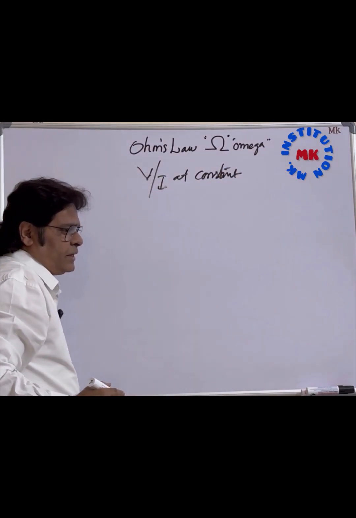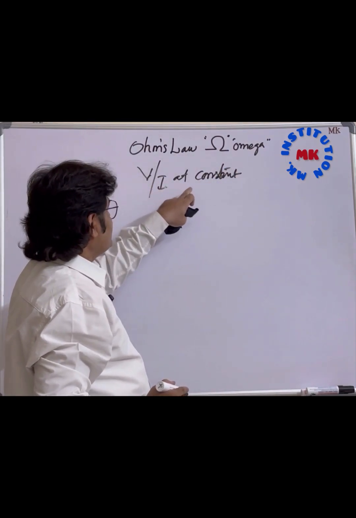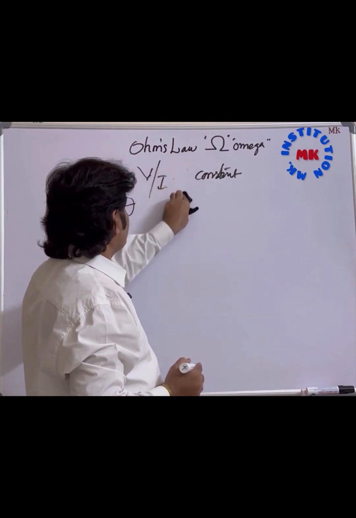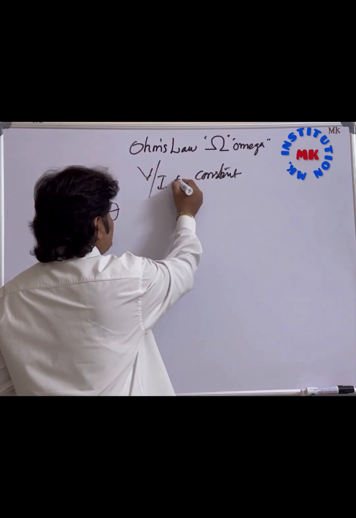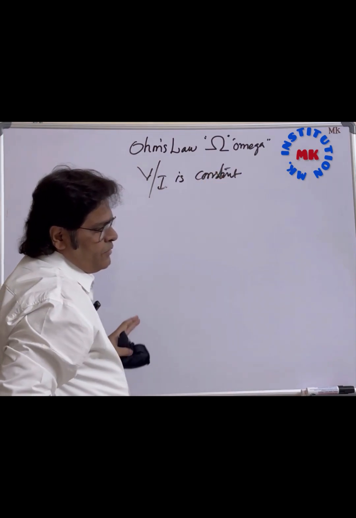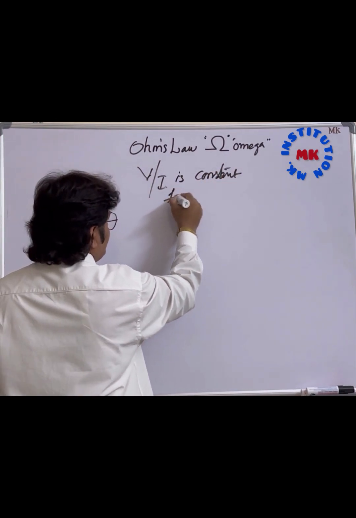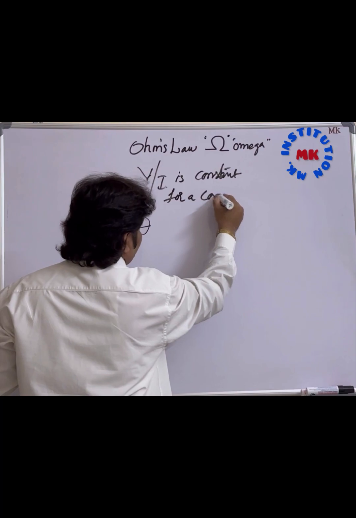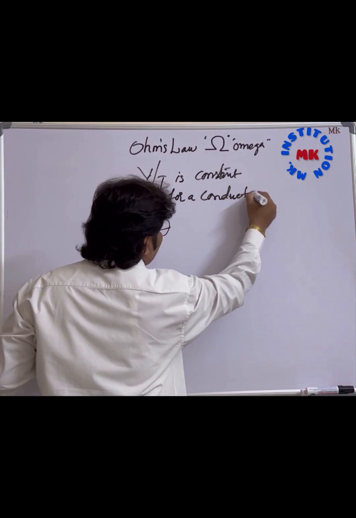V by I is a constant. You can write directly here: it is constant. That we have to prove. It is constant for a conductor. So just now I told you what a conductor means.